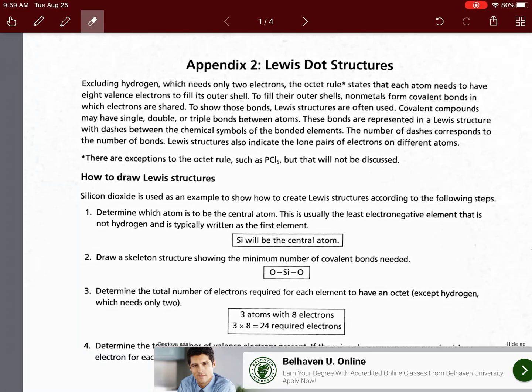Hey guys, today I want to talk to you about Lewis dot structures. And the document that I had you print is actually one of the coolest ways to do Lewis dot structures.